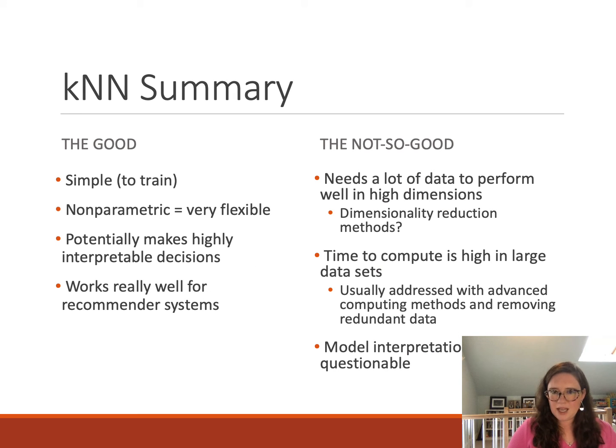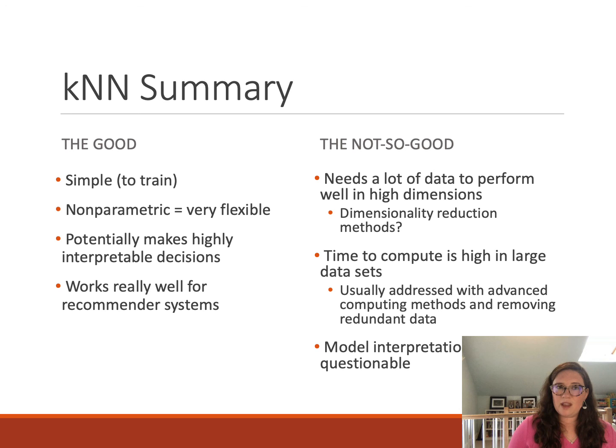So in summary, the good things about kNNs is that they're simple to train. Right, there's no training really. We just decide hyperparameters. They're non-parametric models, and so they're very flexible. They don't make a lot of assumptions about the relationship between the x's and the y's. They can make highly interpretable decisions depending on the domain. And in the past, they've worked really well for recommender systems. So in the famous Netflix Prize contest, where teams were competing to improve Netflix's recommendation algorithm, the winning model ended up being an ensemble of kNN methods.